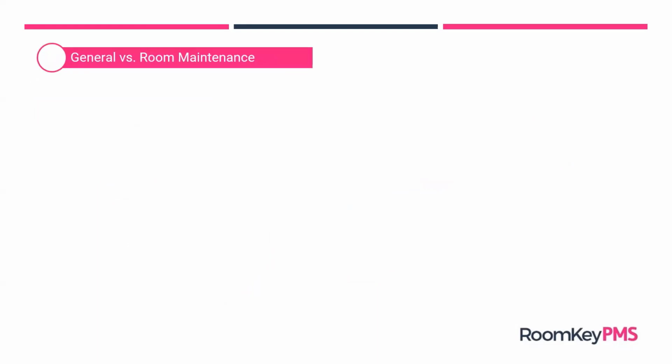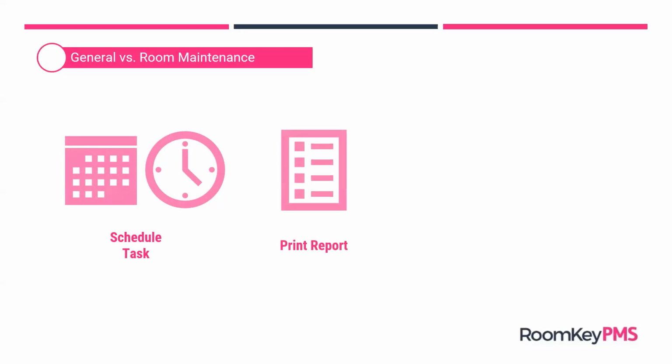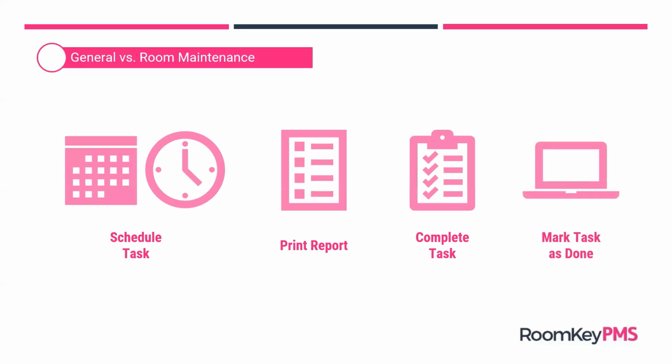So getting into our topic for today, I'm going to start with the maintenance modules. And if you're familiar with RoomKey already, you may already know that there's two modules, the general maintenance and room maintenance. Now, for both of these modules, the concept is to schedule a task, print a report or list of those tasks, have the maintenance personnel complete those tasks, and then in RoomKey, you would mark that task as done. So both maintenance modules follow this same concept or process.